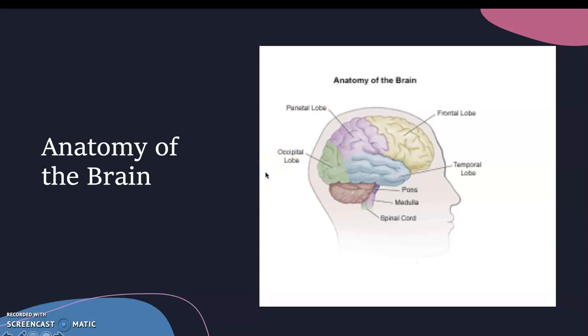We have the temporal lobe, which is on the side of the brain. These temporal lobes are involved in short-term memory, speech, and some degree of recognition.